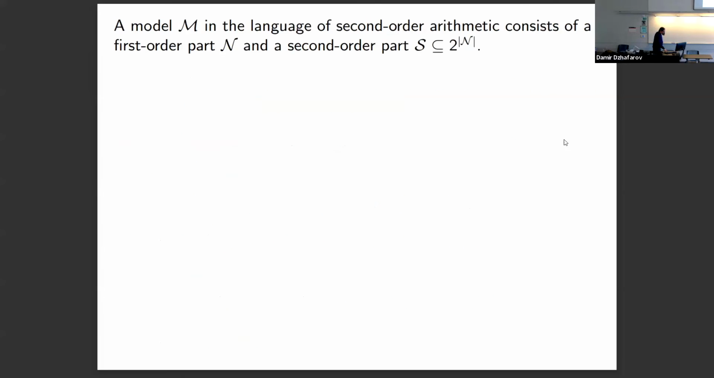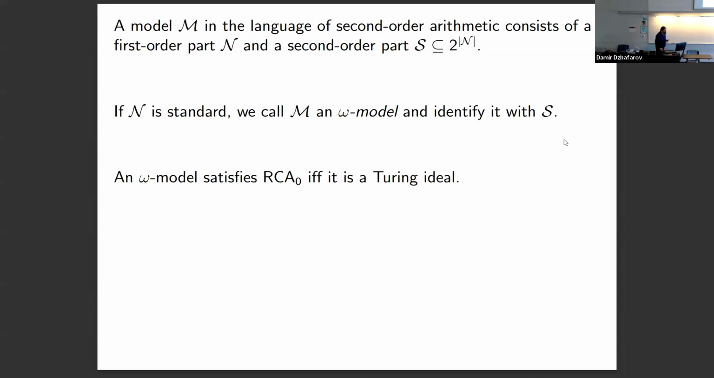Okay, so what's a model in here? Well, a model in the language of second order arithmetic has a first order part, which is a model of first order arithmetic, and a second order part, which you can think of as just subsets of the first order part. One interesting case, of course, is when the first order part is standard. It's just the standard natural numbers. And that's what we call an omega model. And then we can just identify it with the second order part.